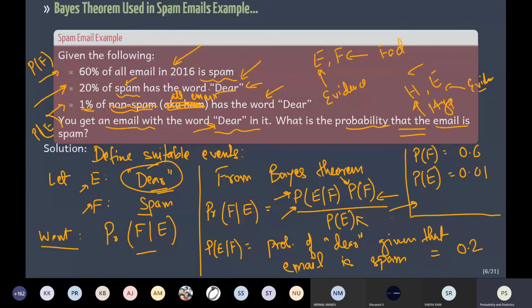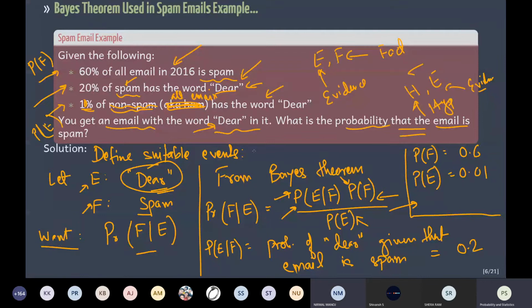Now the answer to this is probability of E given F, times probability of F, divided by the probability of E. So if I plug in this, what do I get? It's like 0.2, and then 0.6, and probability of E. There is something fishy here. It was like 10% here. I'm sorry. I will take it at 10%.